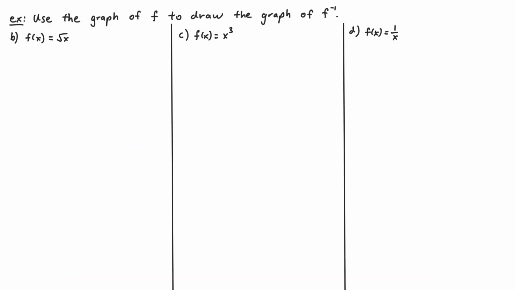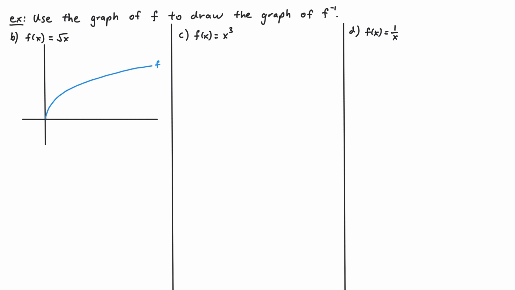Once again, in these examples, we want to use the graph of f to help us draw the graph of f inverse. In example B, we have the function f of x equals square root of x. Let's start by drawing the graph of f. We've learned previously that the graph of the square root function has the following shape.